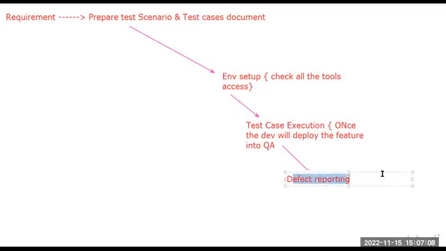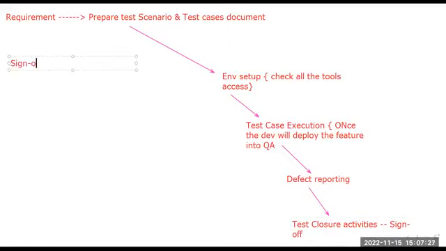Once you complete your test case execution and report the defects, finally you need to provide a sign off, which means you can go for the test closure activities. As part of sign off, you need to prepare reports. The first is the test case execution report, where you can keep how many are executed and how many have failed.